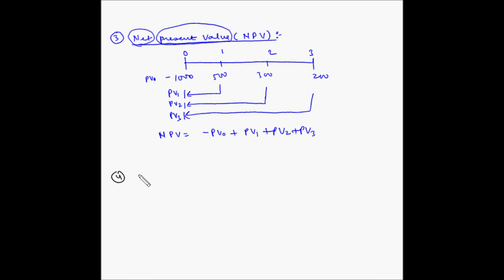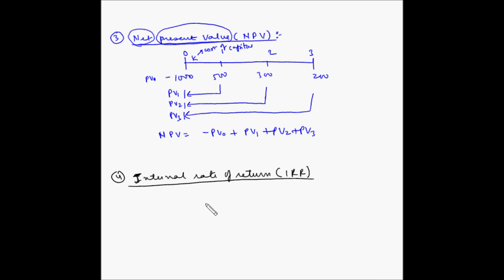The next method is the internal rate of return or IRR. Now, this is defined as the discount rate that forces a project's NPV to equal zero. So in the NPV method, we'll take the discounting rate as the cost of capital, which we can denote as K. So this is cost of capital.